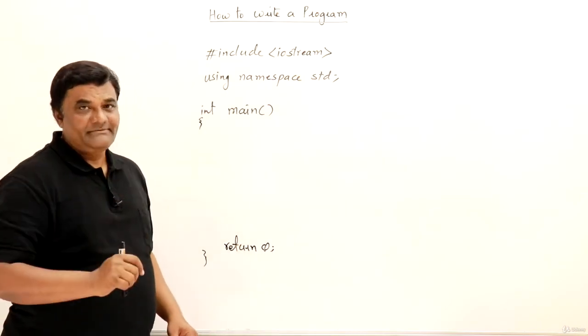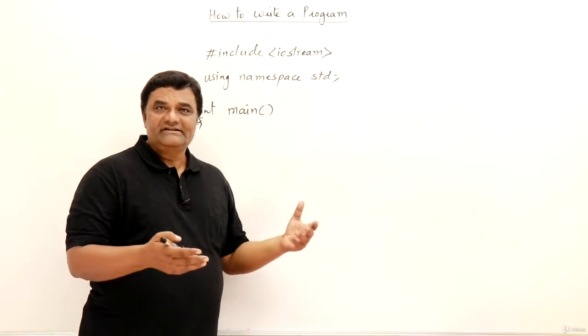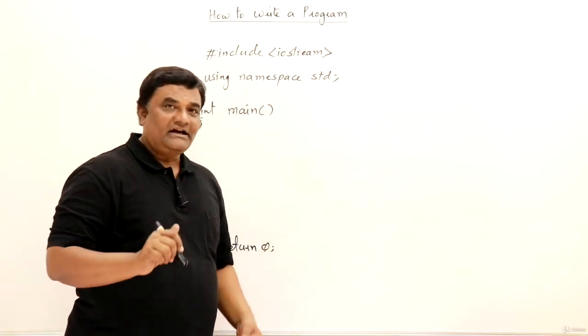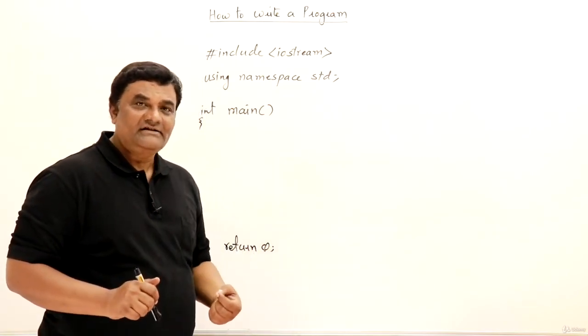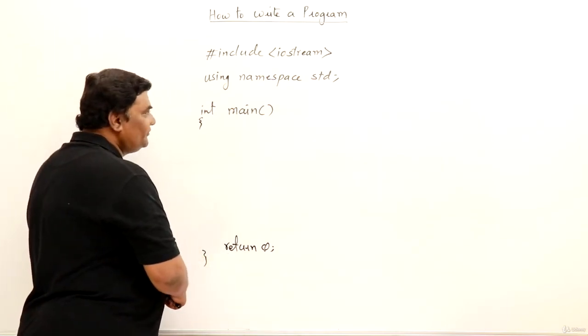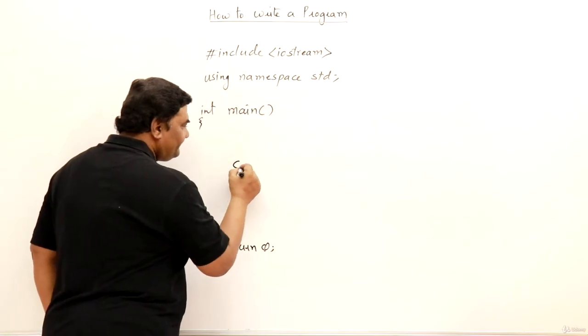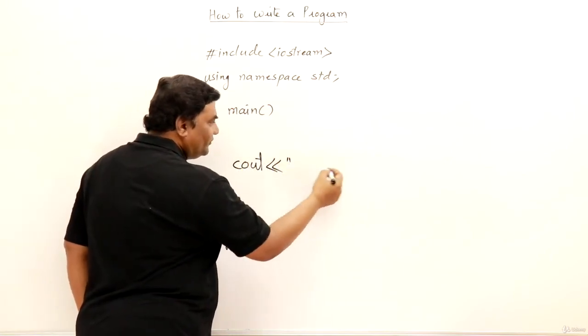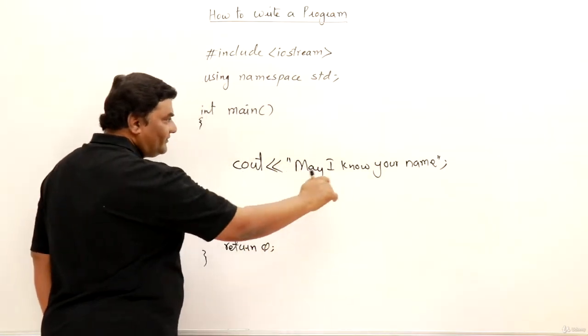Now let us write down the steps. I'm not showing a flowchart, all these things. This is a simple one. So first thing, I have to give a message to you. What is that? May I know your name? For displaying a message on the screen, I should use cout. So cout, may I know your name? So this will appear on the screen.